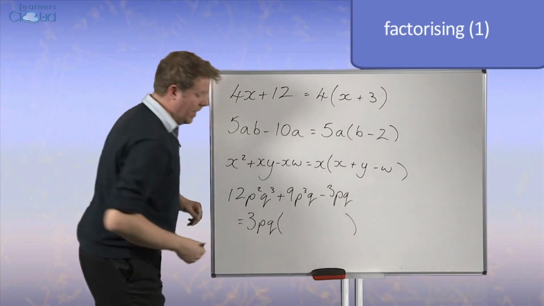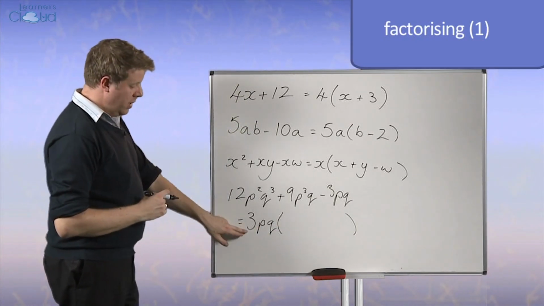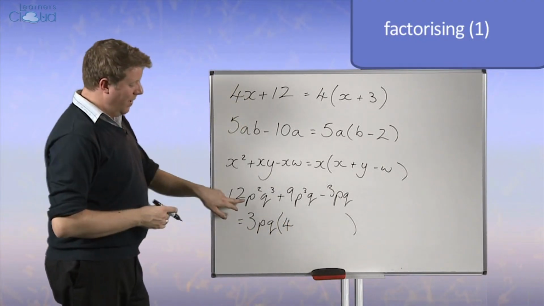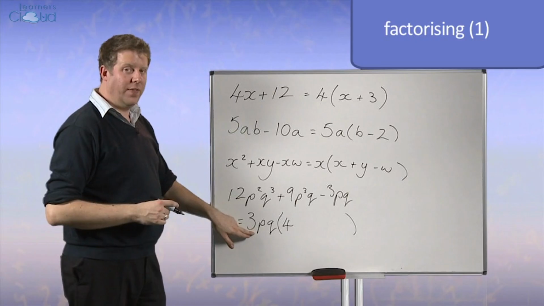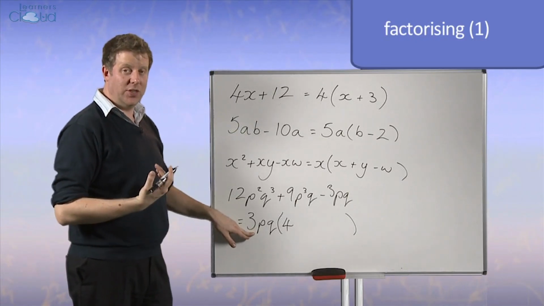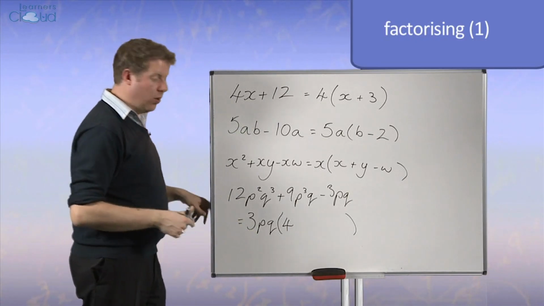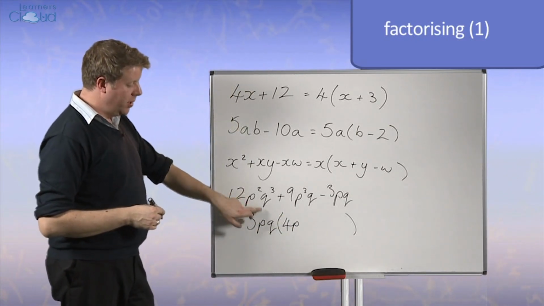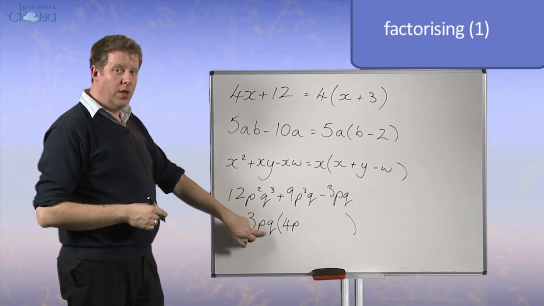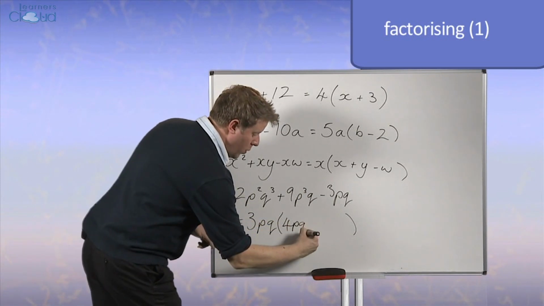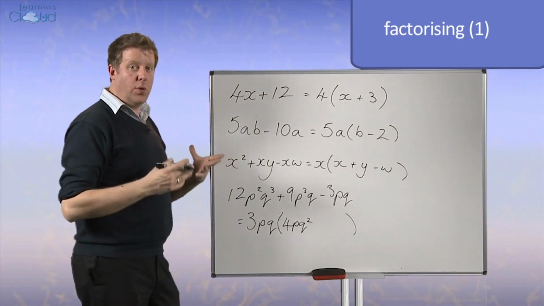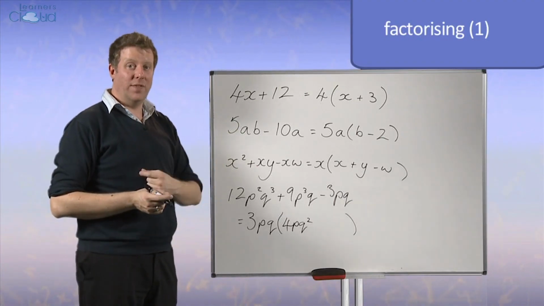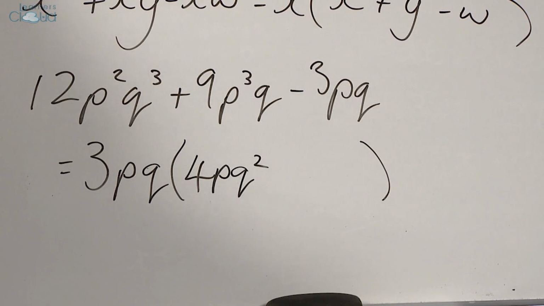Now let's write our bracket and show what we're left with inside. How many 3's are there in 12? 4. If I have p squared and I've taken one of those p's out, well, you remember p squared is just p times p. So if one of the p's has gone, I'm left with a p in the bracket. Now q cubed, if I've removed one of those q's, that's going to leave me with q squared. Because remember, q cubed would be q multiplied by q multiplied by q, and I've taken one of those out as a factor, so it would just leave me with q squared.